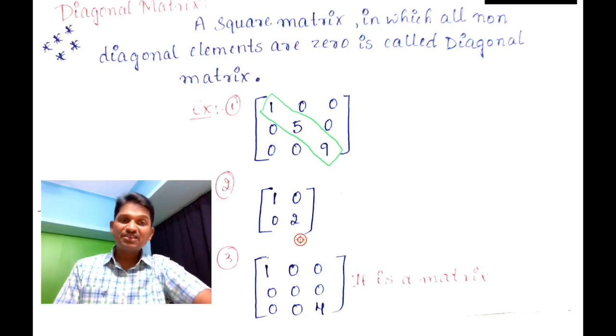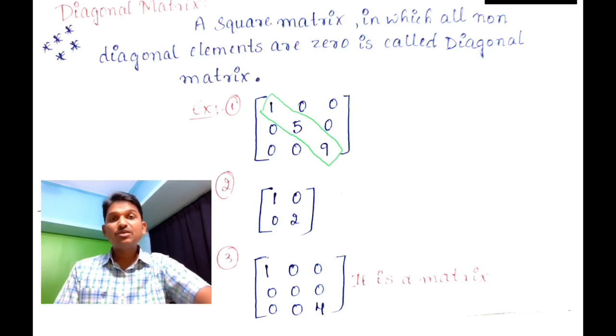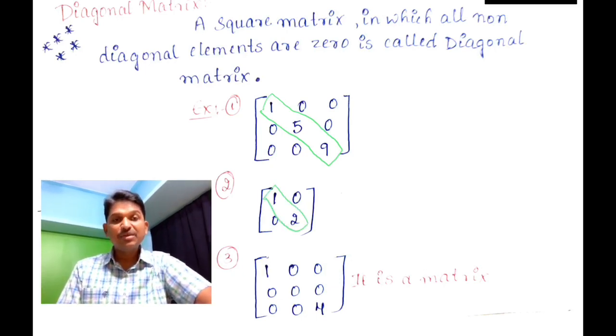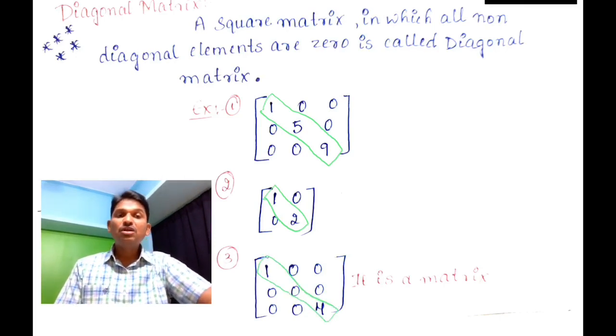You observe this is a square matrix. First point, is it a square matrix or not? Yes. Non-diagonal elements: what are the diagonal elements for this? See, these are the diagonal elements. Are the non-diagonal elements 0 or not? Yes. So this is a diagonal matrix. Now you observe, is this a square matrix or not? Yes, it is a square matrix. Good. Now, are the non-diagonal elements 0 or not? First you observe that. You may get confused here. 0 is there. That's why this is a diagonal matrix.